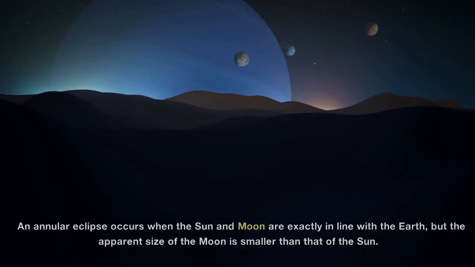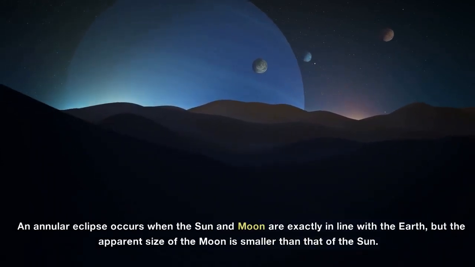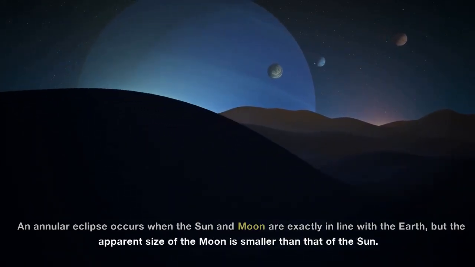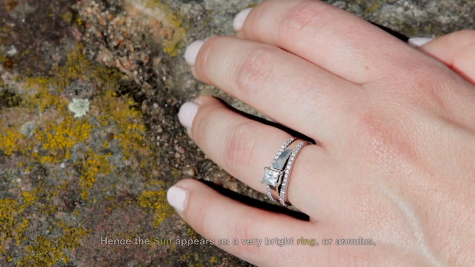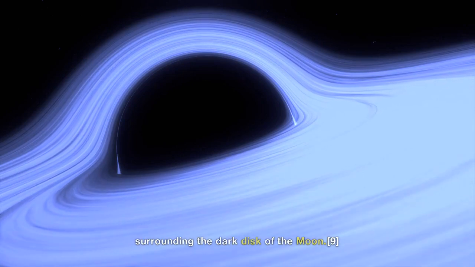An annular eclipse occurs when the sun and moon are exactly in line with the Earth, but the apparent size of the moon is smaller than that of the sun. Hence the sun appears as a very bright ring, or annulus, surrounding the dark disk of the moon.